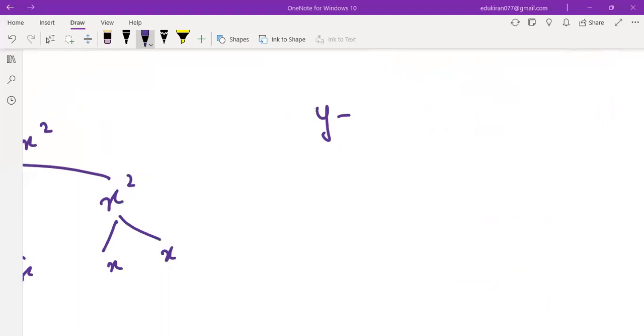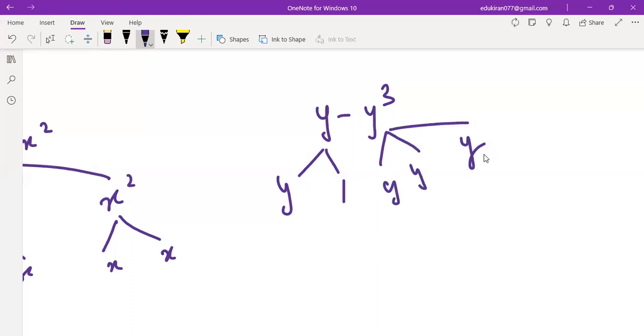Yes, ma'am. Y minus y cube. So I'm just citing the factors. It will be y and 1. And this one would be y, and y. Yes? Everybody? Oh, sorry. It's minus. So it will be minus 1 as well. Fine?